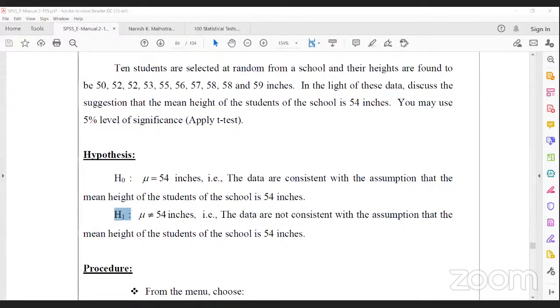Okay, now I'll go to this particular one. We'll do it in SPSS. Are you able to see my screen, or what is it showing you? We are seeing the 10 students are selected at random, sir. Okay, one moment. I'm stopping and opening again.